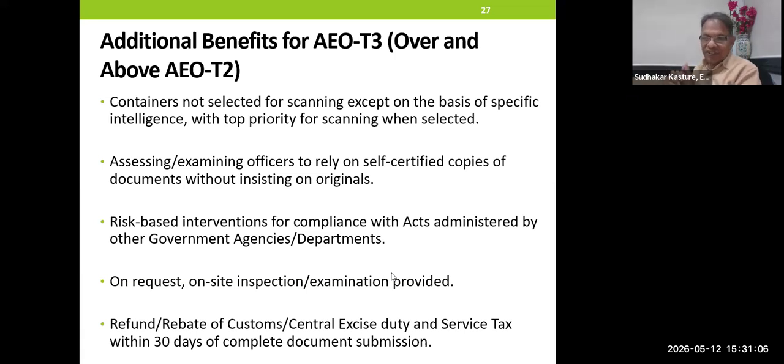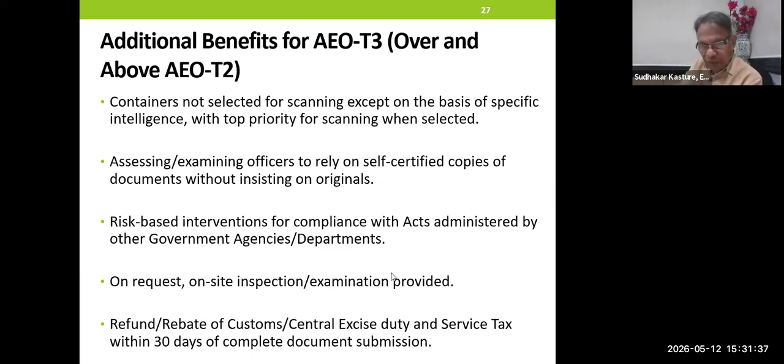So your examination of scanning of containers would be less. Assessing examining officers to rely on self-certified copies of documents. They may not insist on originals. Risk-based interventions. On request, on-site inspection can be provided that will avoid delay at customs, and rebate, drawback, etc., you will get within 30 days.